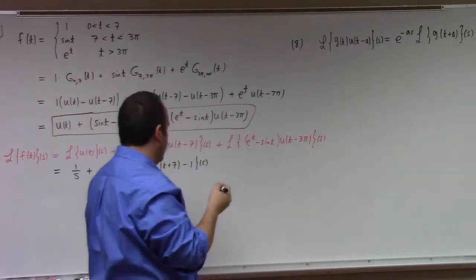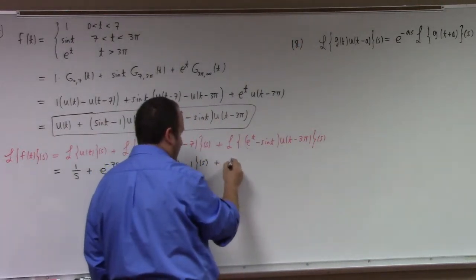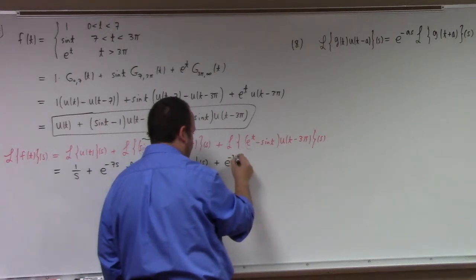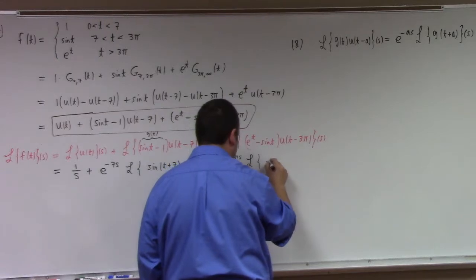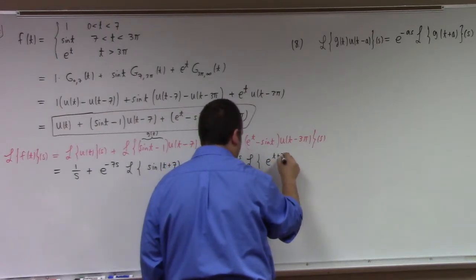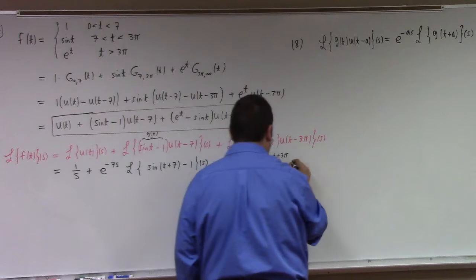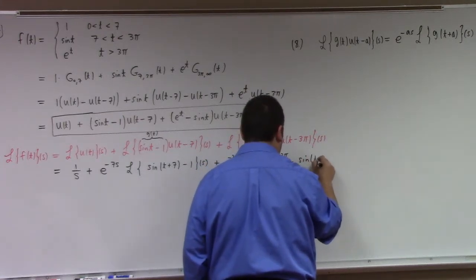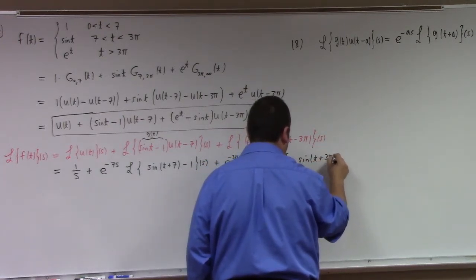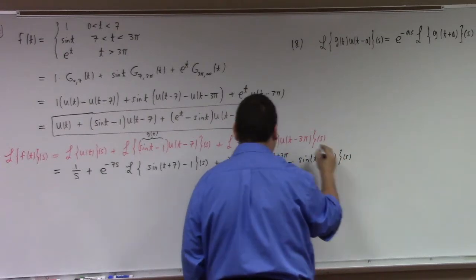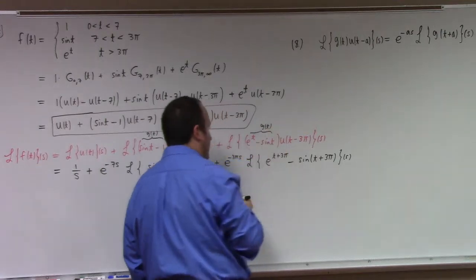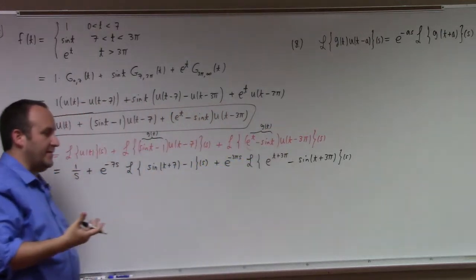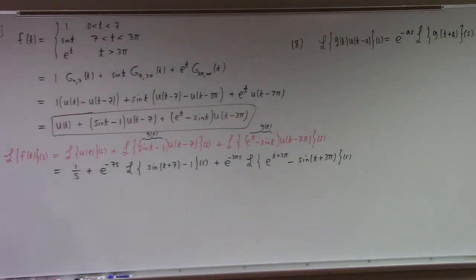For this next piece, I get e to the minus 3 pi s times the Laplace transform of e to the t plus 3 pi minus the sine of t plus 3 pi. So this second piece, I'm thinking of that as my g of t. So g of t plus 3 pi is e to the t plus 3 pi, and the sine of t plus 3 pi.